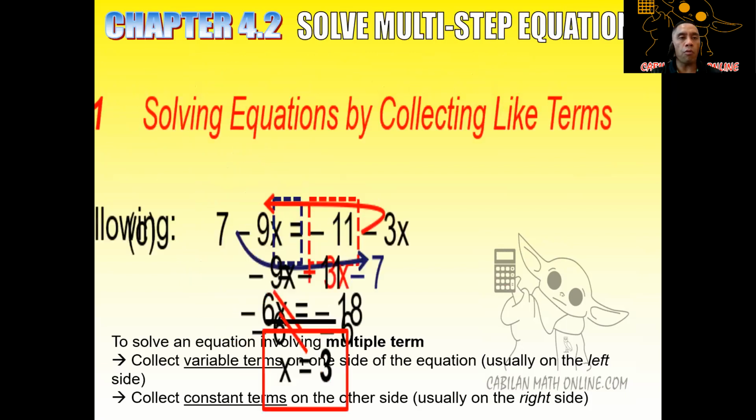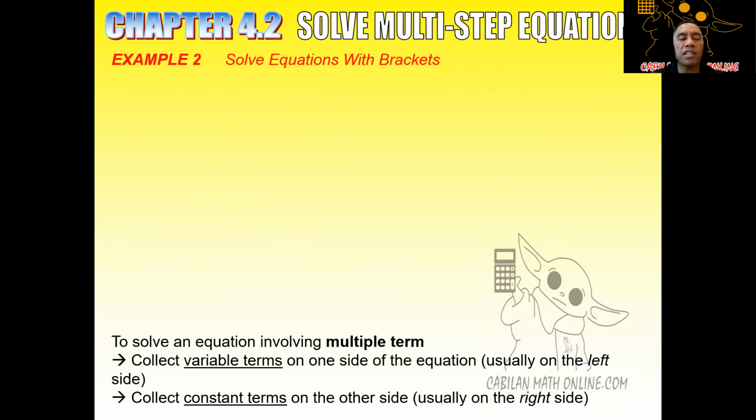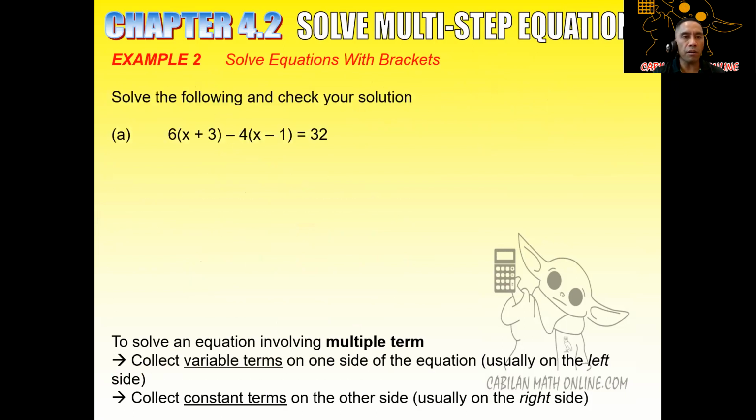All right, moving forward. Okay, the next set of examples we're going to see is we're going to revisit the distributive property, because that's what we need to do when we solve equations that have brackets in them. So for this one over here, what we have is 6 in brackets x plus 3 minus 4 in brackets x minus 1 equals 32.